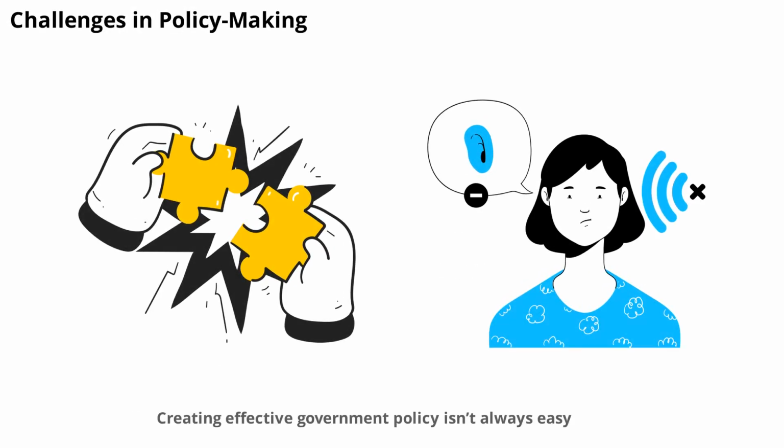Creating effective government policy isn't always easy. Policymakers face challenges like limited resources, conflicting interests, and changing circumstances. Sometimes, what works in one place may not work in another. Unintended consequences can also arise, requiring quick adjustments. Despite these challenges, the goal remains to create policies that serve the public good and adapt to new realities.